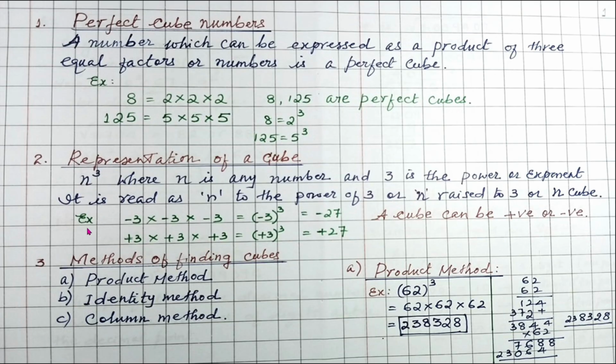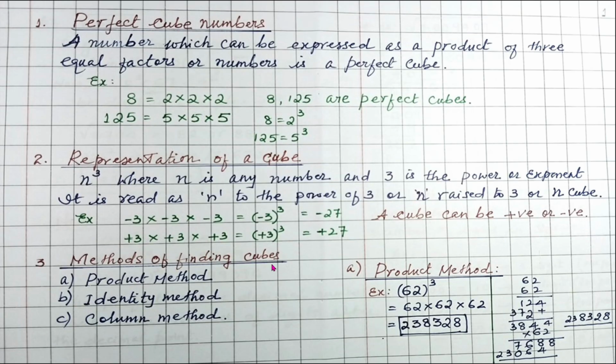For example, minus 3 into minus 3 into minus 3 means I have multiplied minus 3 three times, and therefore it is minus 3 cube, which is minus 27. So the cube of minus 3 is minus 27. Also the cube of plus 3 is plus 27. What we understand here is that a cube can be a negative number as well as a positive number. Please remember that.